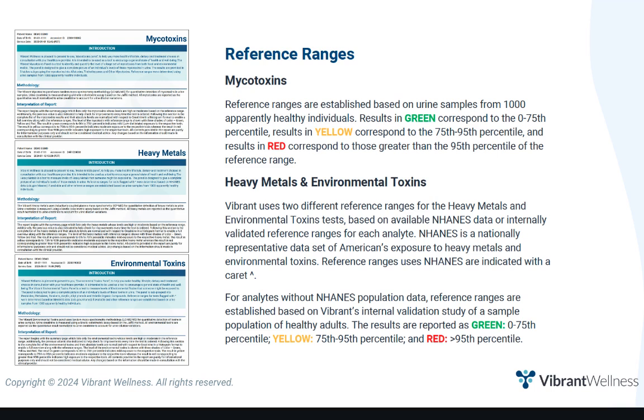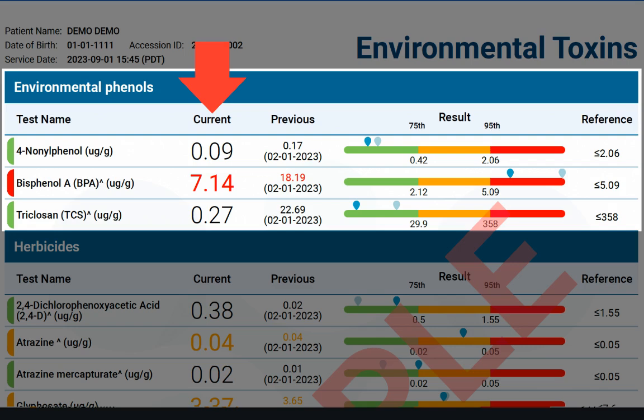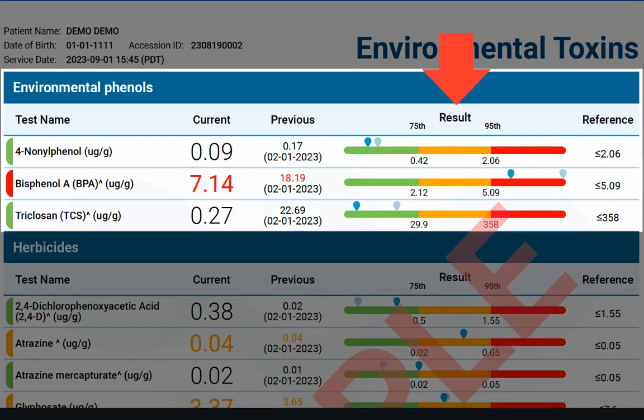Reference ranges using NHANES are indicated with a caret. For analytes without NHANES population data, the reference ranges are established based on Vibrant's internal validation study of a sample population of healthy adults. Now, for all 3 tests, results in green correspond to the 0 to 75th percentile, results in yellow correspond to the 75th to 95th percentile, and results in red correspond to those greater than the 95th percentile of the reference range. Note the results are reported as both a number and plotted graphically, so you can visually see how high or low your patient's results are.